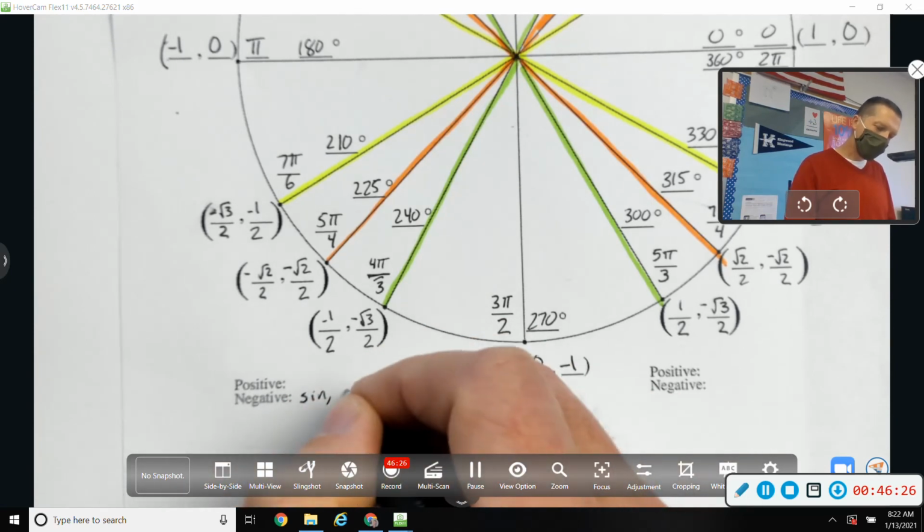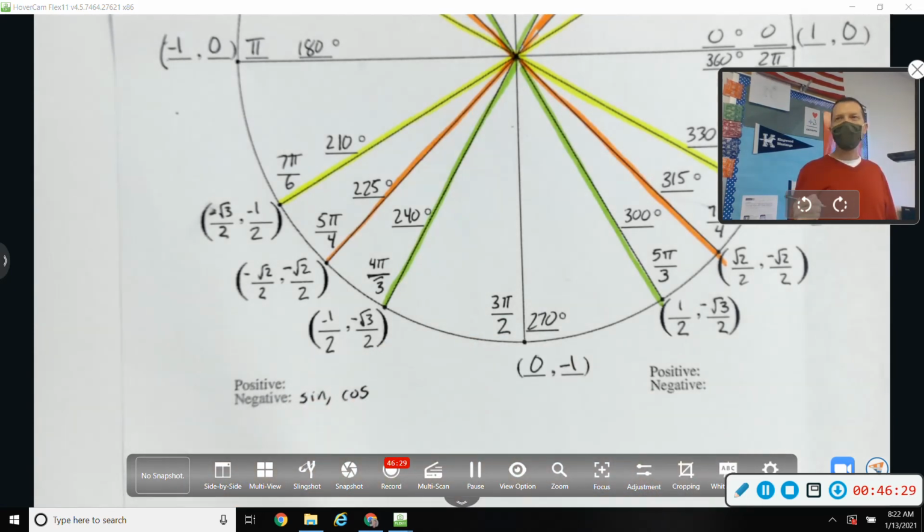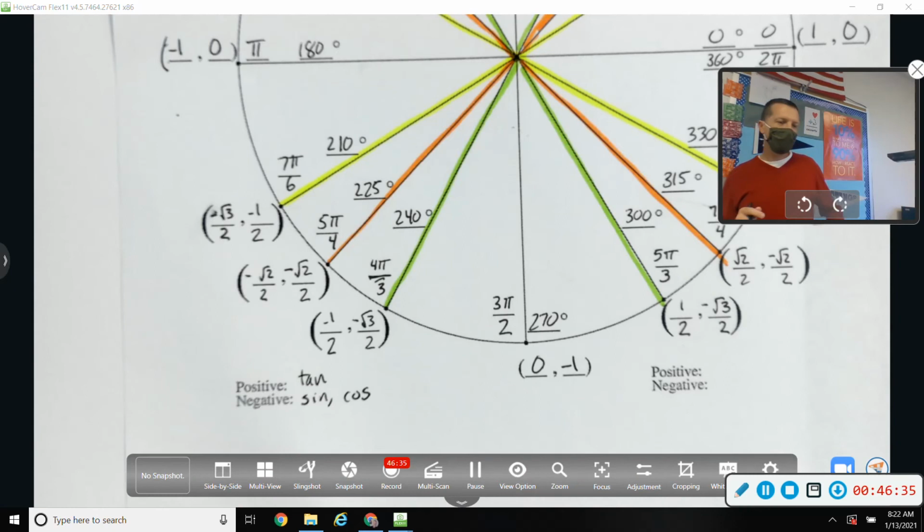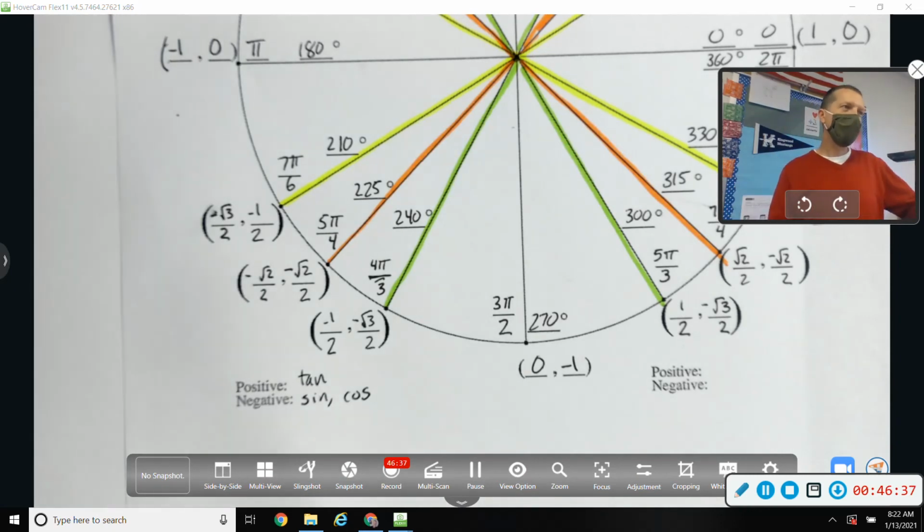So therefore tangent is positive, right? Because it's the ratio, two negatives make a positive. We've kind of done this part already. Is this like the little chart thing where it's like all students? Yeah. I'm going to write that down.